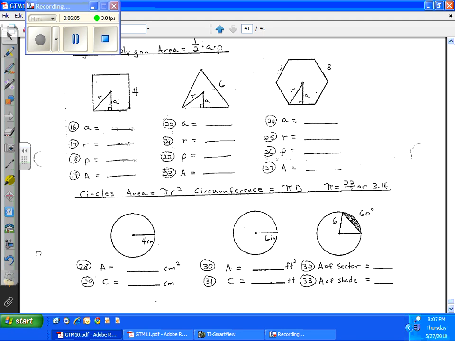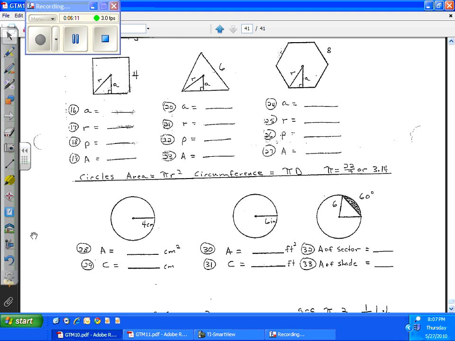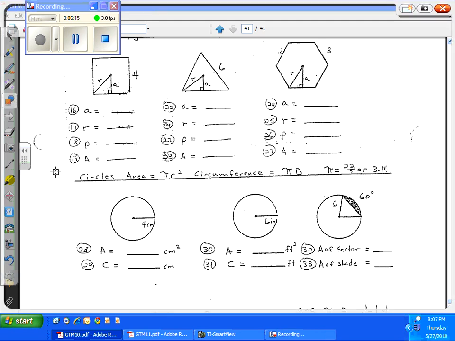Regular polygons. I'm going to shift that up. The area formula is 1/2 apothem times perimeter. Again, you may recall that on the test, I'm not going to give you the formulas. You will have to have those memorized.